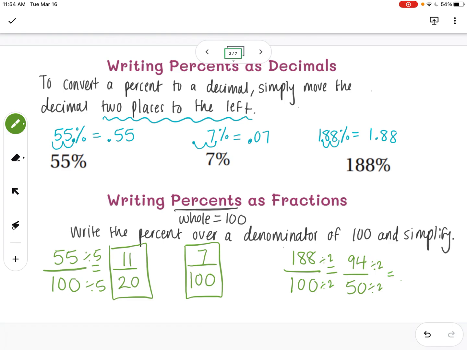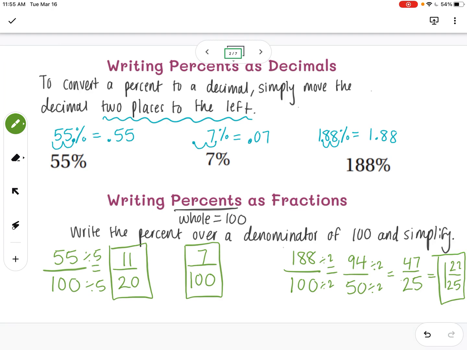And so that would give me 47 over 25. Now that would be the most simplified version of this, but now we can actually convert. How many times does 25 go into 47? 1 time. And we would be left over with 22 over 25.